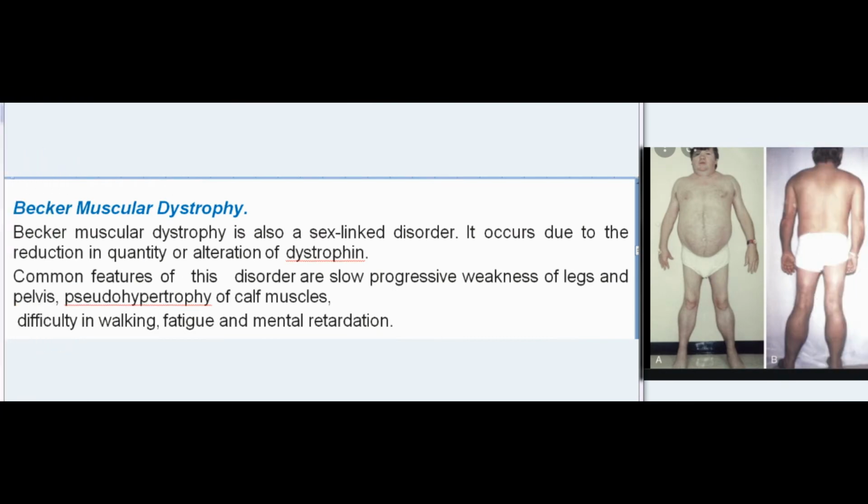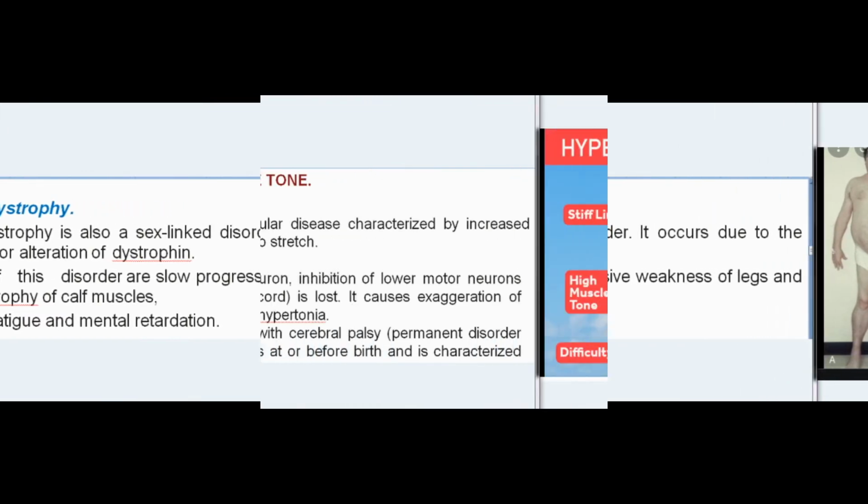Becker muscular dystrophy. Becker muscular dystrophy is also a sex-linked disorder. It occurs due to the reduction in quantity or alteration of dystrophin. Common features of this disorder are slow progressive weakness of legs and pelvis, pseudohypertrophy of calf muscles, difficulty in walking, fatigue, and mental retardation.